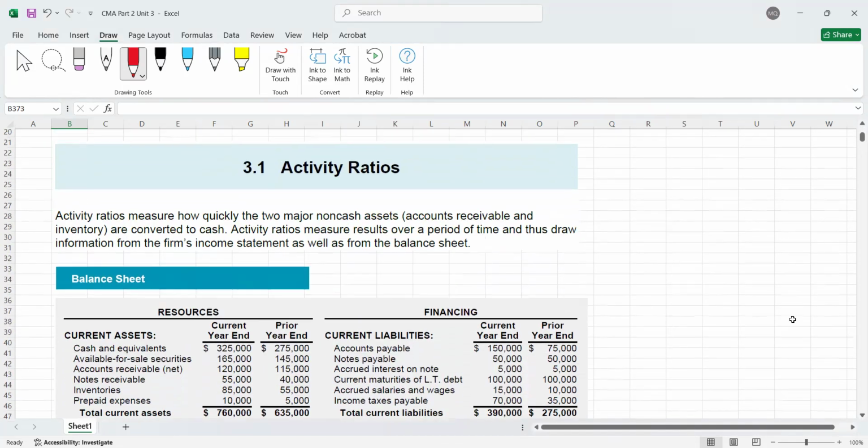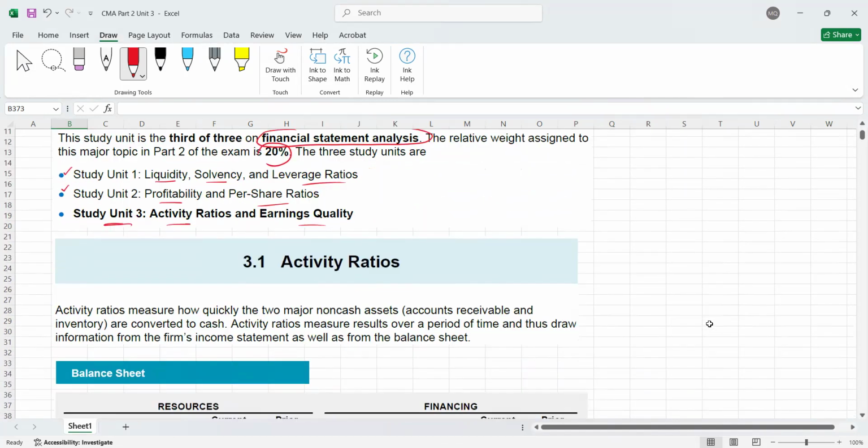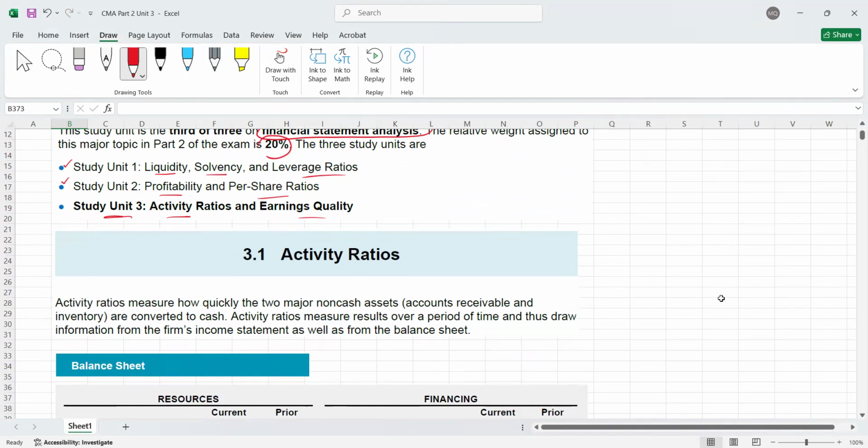So in this unit, guys, we have actually two topics. Topic number 3.1 is about activity ratios, in which we will discuss some ratios about receivables, inventory, and payables. And then we got 3.2. This topic is relevant to ratio analysis and earning quality. So here we go, 3.1. Mainly today, I'll focus on receivables ratios.